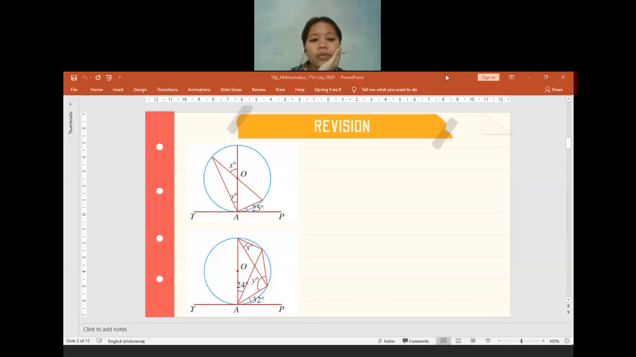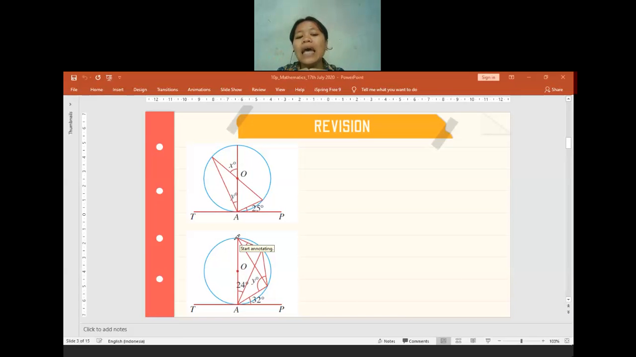Anyone want to help me to find how many degree is y or is x first? Let us find the x degree first. How many degree is x? Before I find the x degree, anyone still remember the tangent line and radius will make how many degree? 90. Yeah. Radius and tangent line will always make 90 degree.